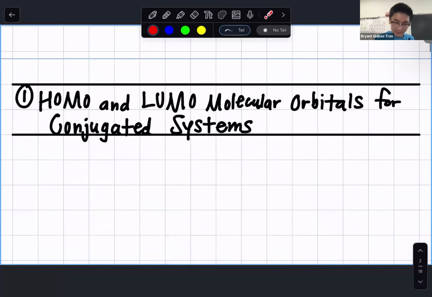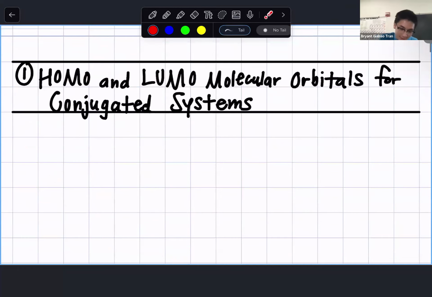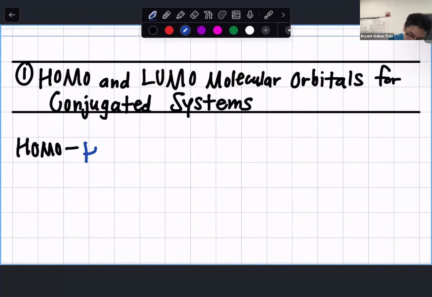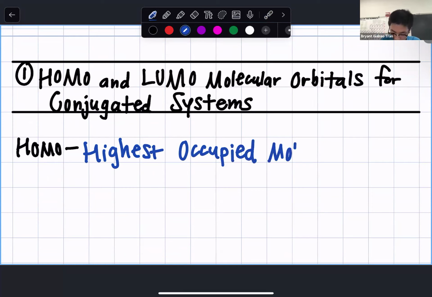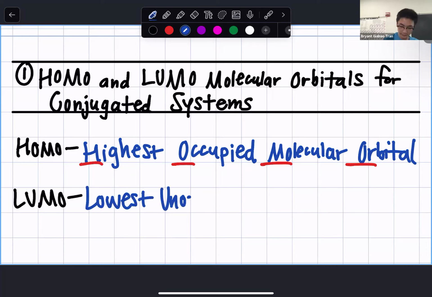Right. So first, let's go over the HOMO and LUMO molecular orbitals for conjugated systems. HOMO will mean the highest occupied molecular orbital. LUMO will mean the lowest unoccupied molecular orbital.